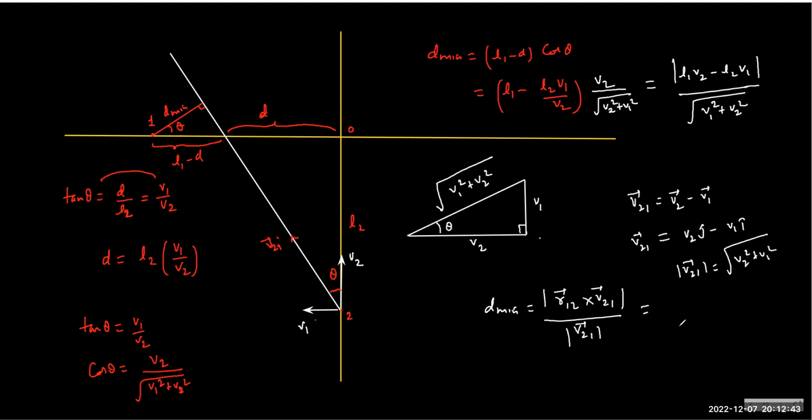Understood. Yes. And similarly, connect the R12. So what is R12? R12 is 1 minus 2. And R1, you can see, is minus L1 i cap, and R2 is minus L2 j cap, isn't it? So what are you getting here? R12 equals L2 j cap minus L1 i cap. And then what you can do next is put it into the cross product formula. You will get the answer. Is this clear? Yes.